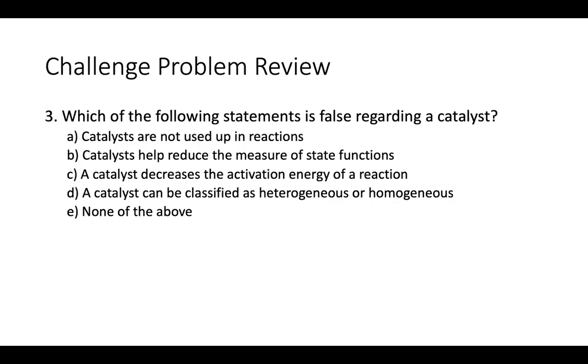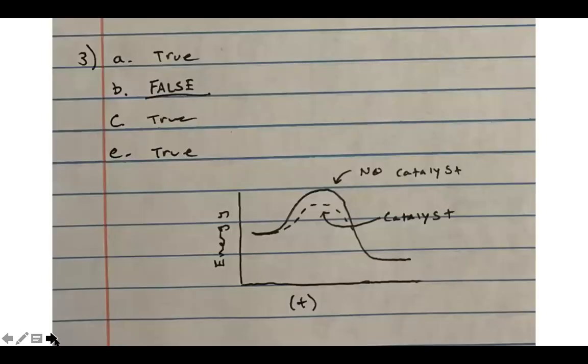D, a catalyst can be classified as heterogeneous or homogeneous. That actually is true. I know you guys don't talk about that too much in lecture, but it's a small point that has appeared in the past, so I just wanted to bring it up. It just depends on what state your catalyst is in. And so A, C, and D are correct, and B is false. They do not reduce the measure of a state function, right? And I want to show that on the next slide.